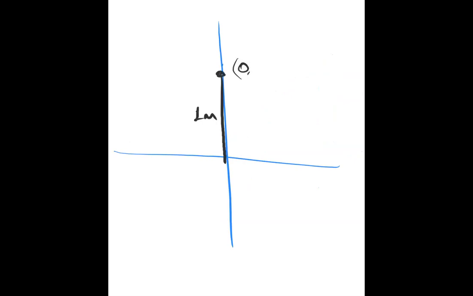If the stick reaches here at 90 degrees, the x coordinate is 0 and the y coordinate is 1, right? That means cos 90 is 0 and sine 90 is 1. That's how it comes that sine 90 is 1 and cos 90 is 0.